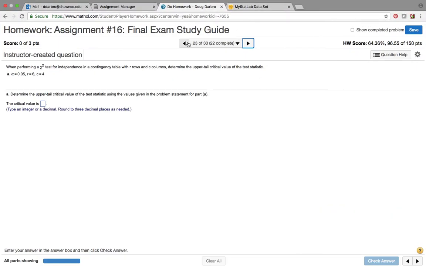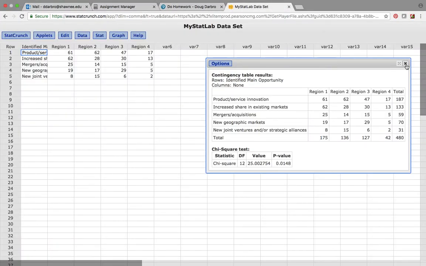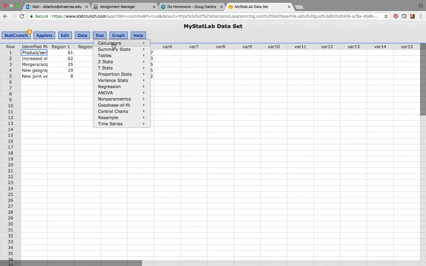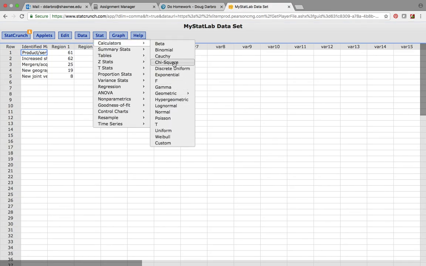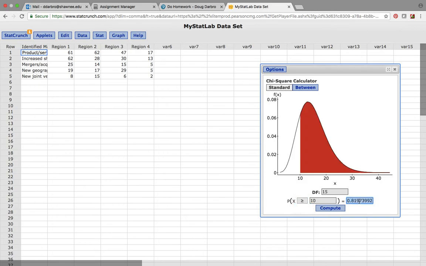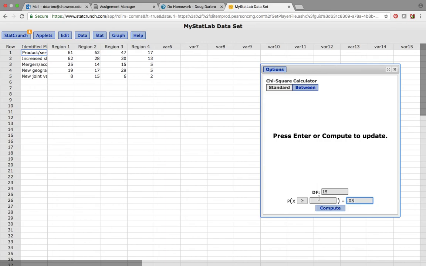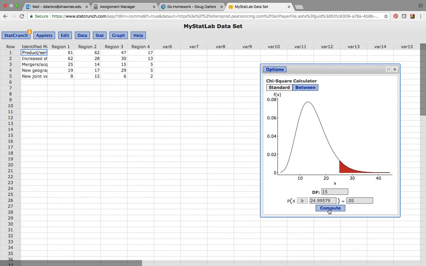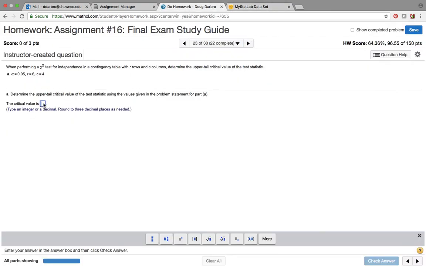So when we go to the calculator, go to chi-square, and we have 15 degrees of freedom, and we want the upper tail area to be 0.05. So we want to find this critical value. And we get 24.99579. So we want to go to 3 places, so I get 24.996.